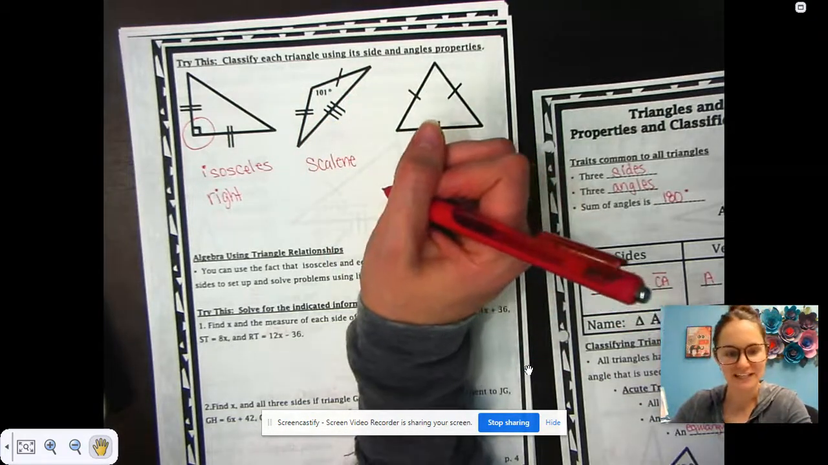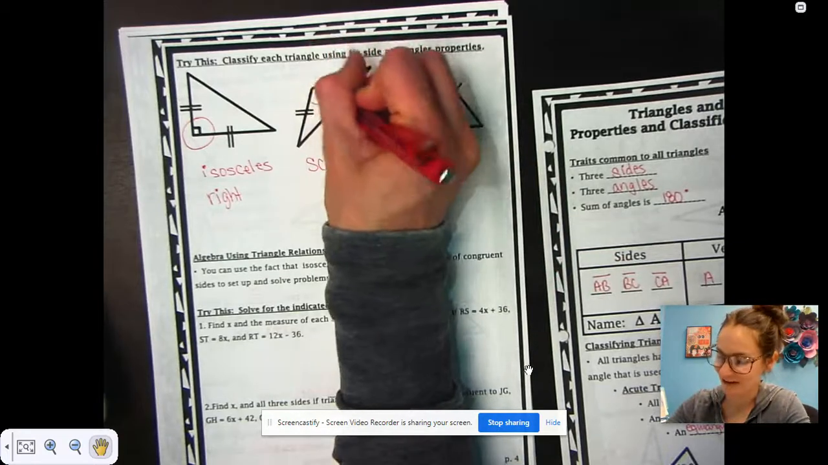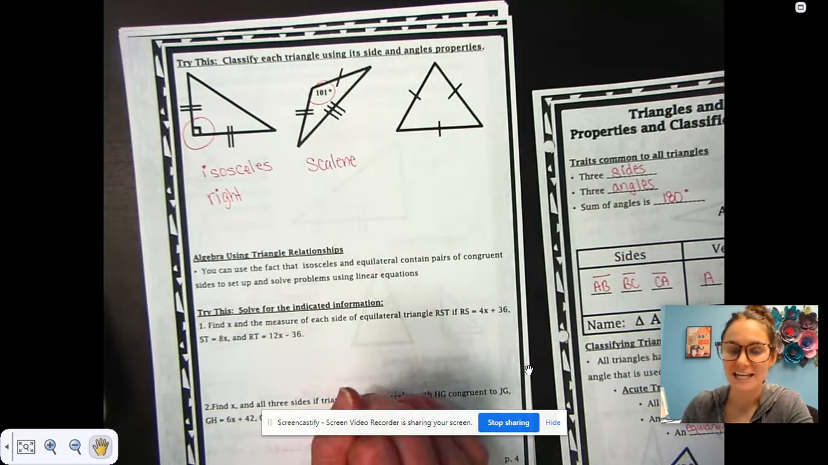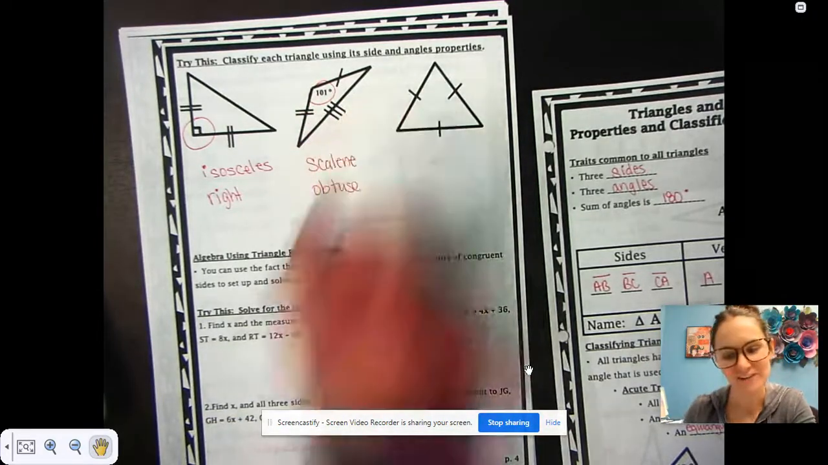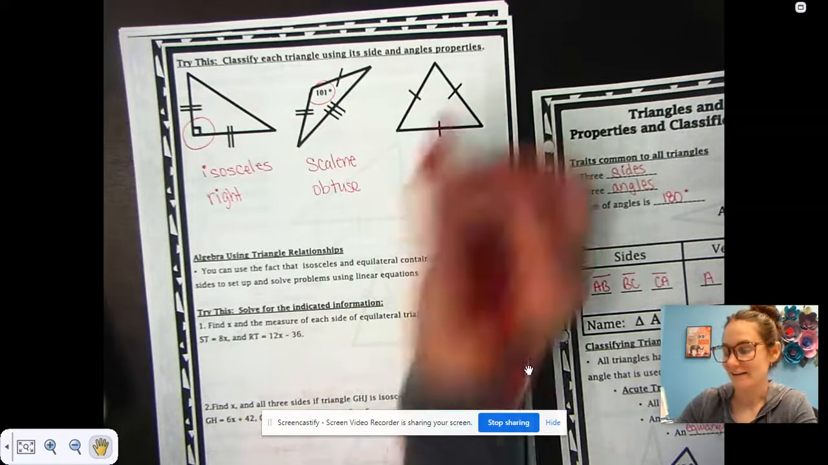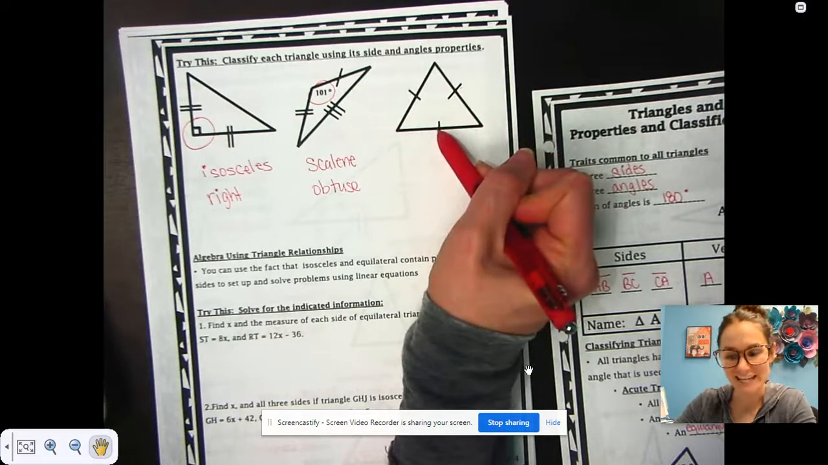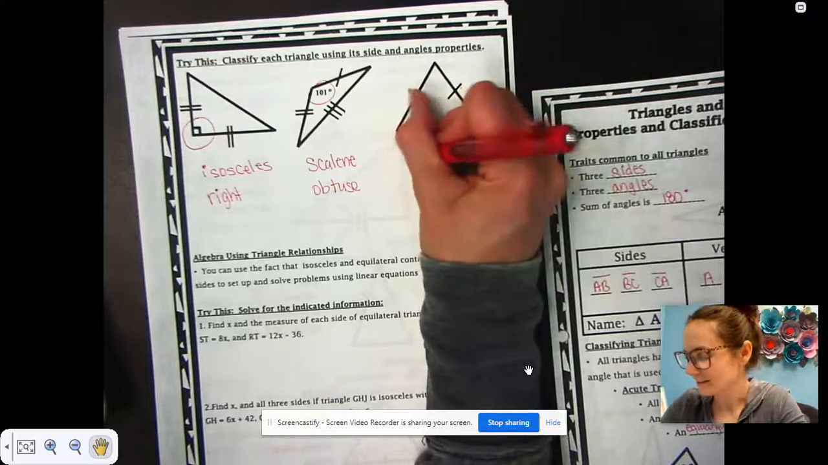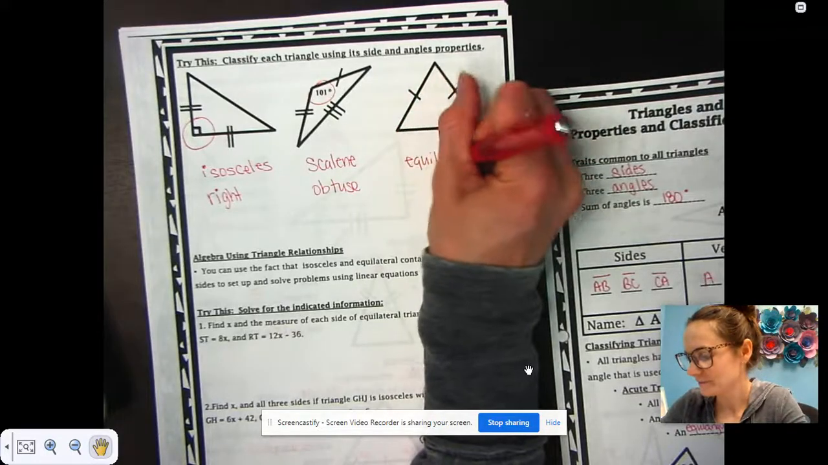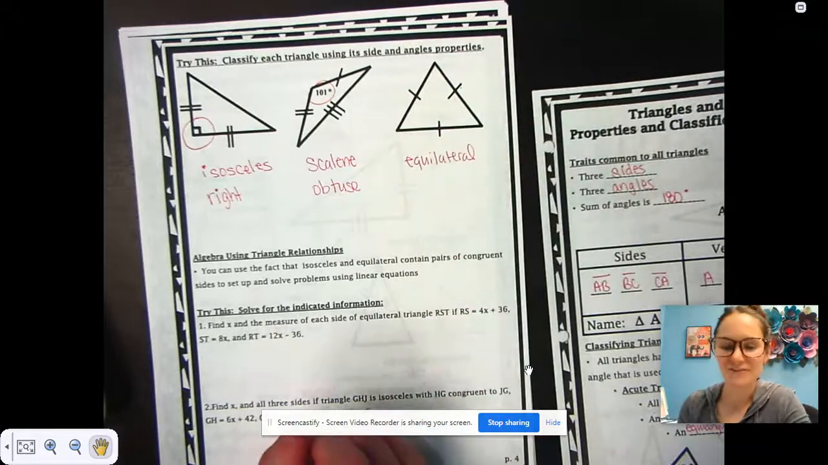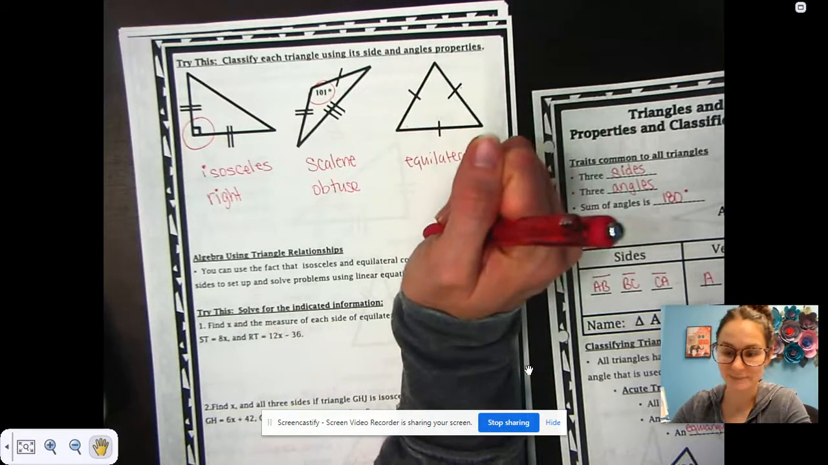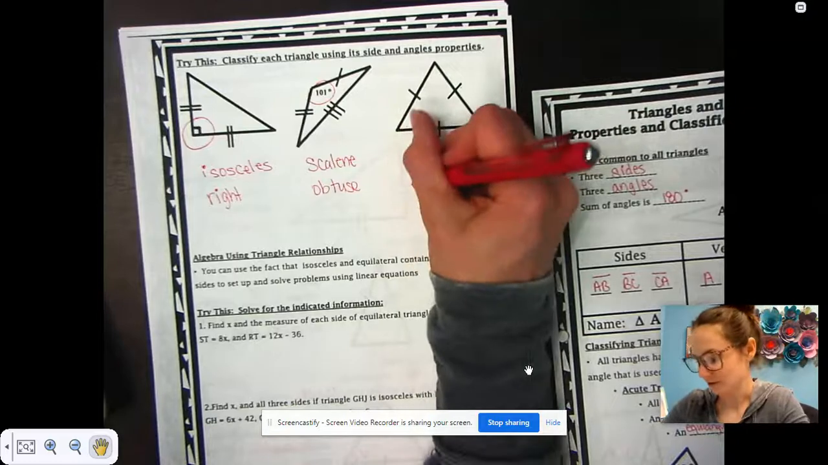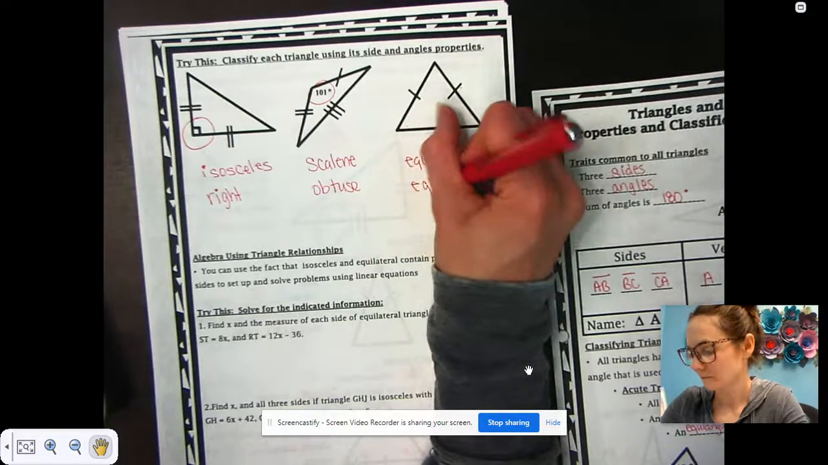Okay, and now let's look at and classify it by its angle. I have this angle right here that they're giving me, 101. It is bigger than 90, so that means that this must be an obtuse triangle. Last one here. All 3 sides are the same. Equilateral. And if all 3 sides are the same, that means all 3 angles are going to be the same. Equiangular.